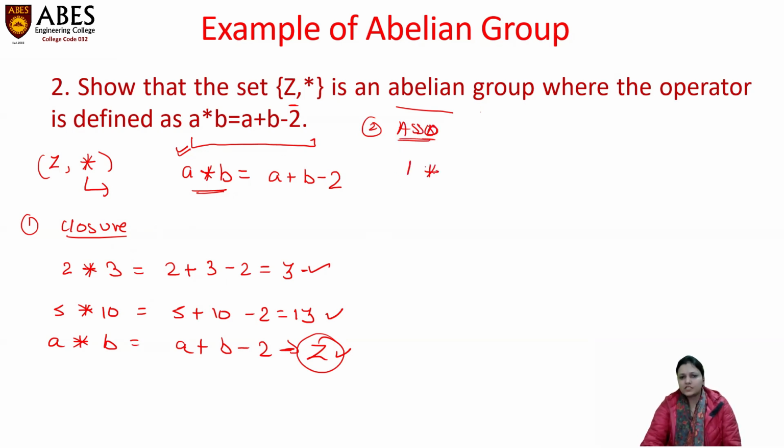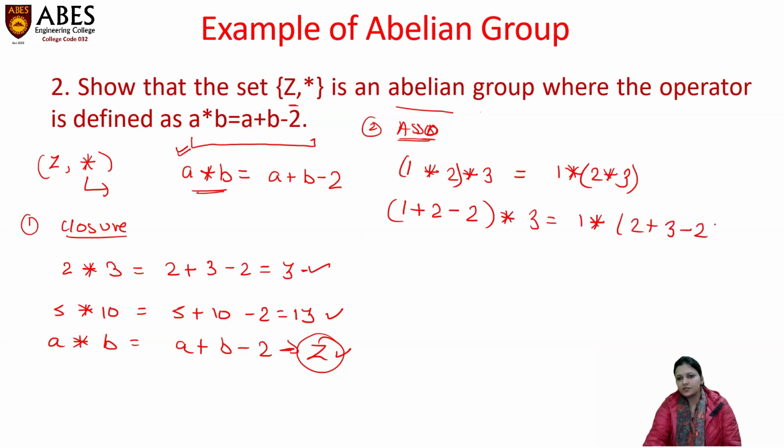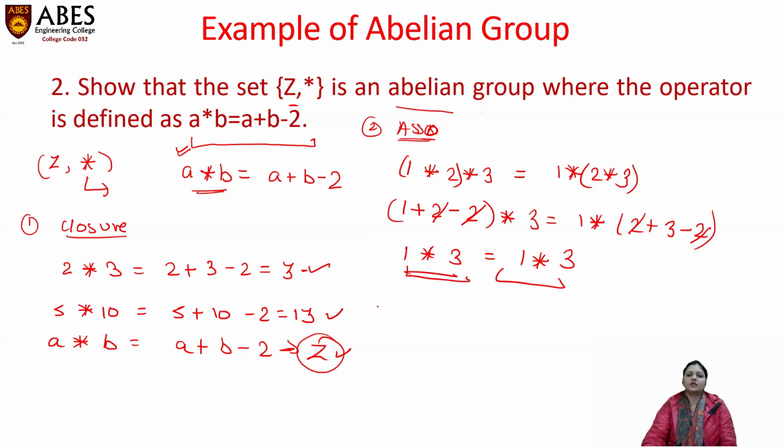If I perform the star operation between these three integers, 1 star 2 star 3. 1 star 2, as per the operation given, is 1 plus 2 minus 2. Here 2 star 3 is 2 plus 3 minus 2. So here it is 1 star 3, and here 1 star, the 2 and 2 get cancelled, 1 star 3. So these are equal. We are getting equal values, so the associative property is satisfied.